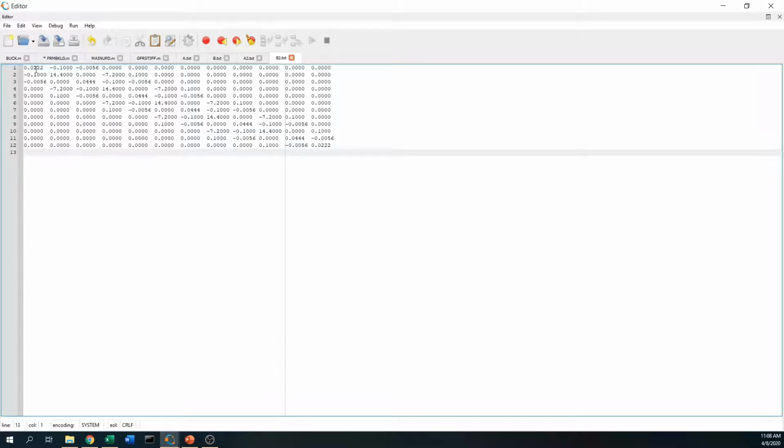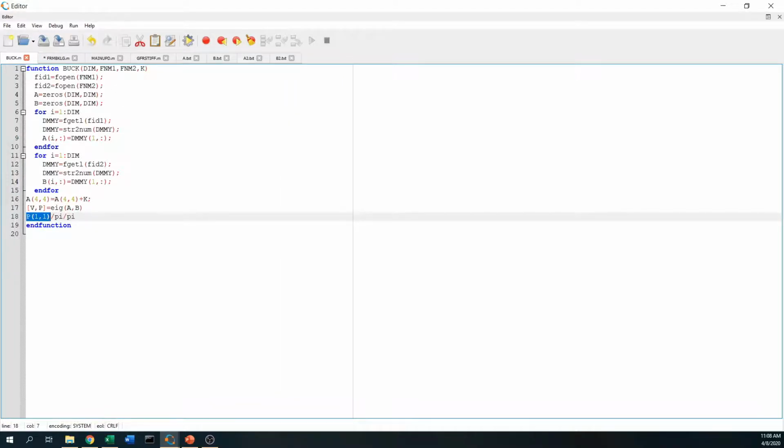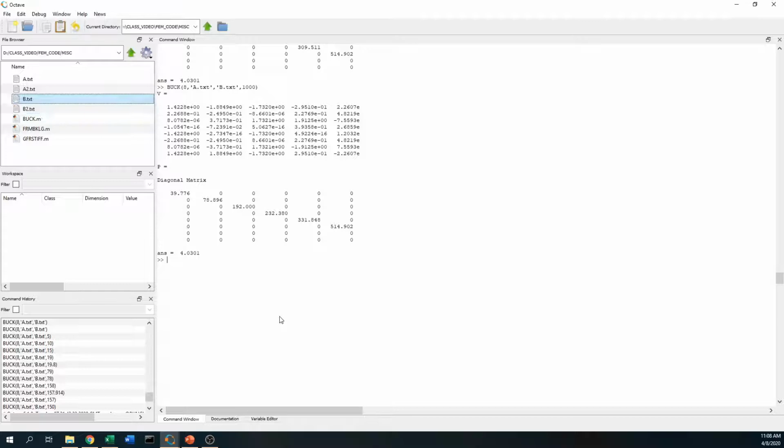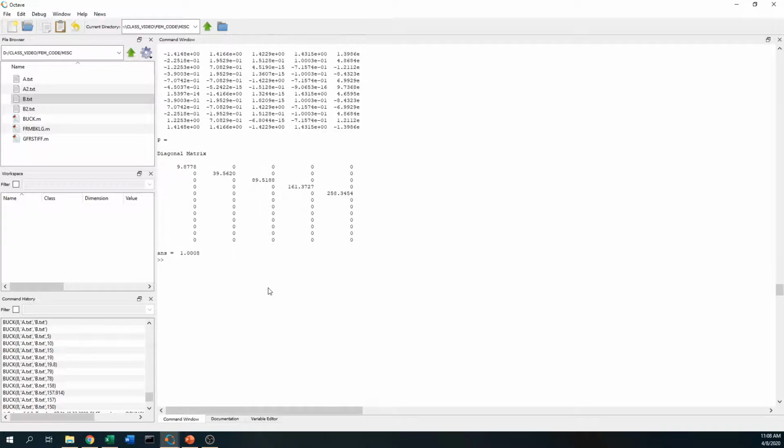Okay, so how many? 1, 2, 3, 4, 5, 6, 7, 8, 9, 10, 11, 12. We have 12. So we can execute, but first of all, this is changed to 12. A will be A2, B will be B2. 0 spring stiffness first. Okay, here we go. We get 1.0 now because we do not put any spring in there.